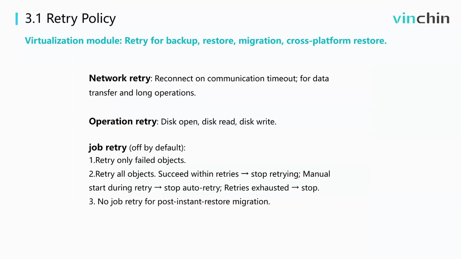The network retry means reconnecting on communication timeout for data transfer in long operations. The operation retry can be set for disk open, disk read, disk write, and job retry; it is off by default. And you can choose to retry only failed objects or retry all objects. Also, you can set retry all objects to succeed within the retries. And you can also set no job retry for post-instant restore migration.